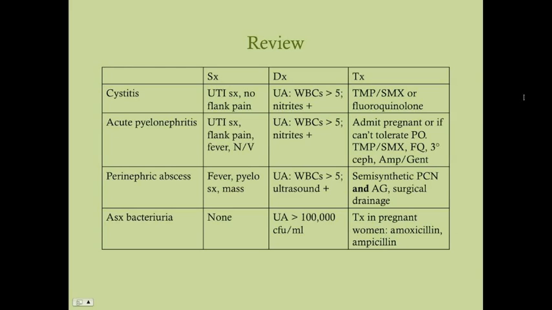Perinephric abscess, this tends to be a prolonged fever. They have pyelo symptoms such as flank pain or abdominal pain, but the UTI symptoms are a little less common. But usually this is going to present as an ongoing fever and flank or abdominal pain. Sometimes you'll palpate a mass, and the way we diagnose this initially is with the urinalysis. Again, you're going to have white blood cells greater than 5.